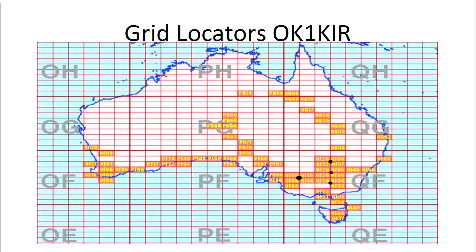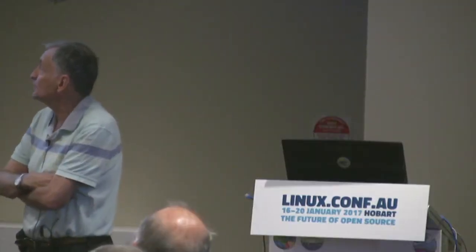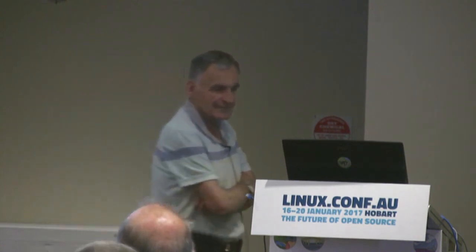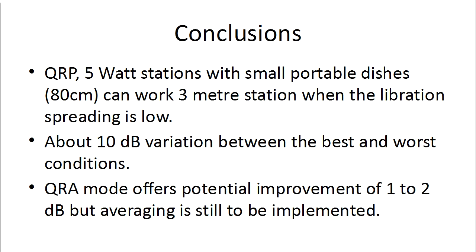You might only have 2 hours, but by the time you set up your station and you move and you align everything on the moon, it is possible to get 4 grid squares in a single moon pass. So my conclusions are that you can work 5-watt QRP between, say, an 80 centimetre dish and a 3 metre dish when the libration spreading is low.